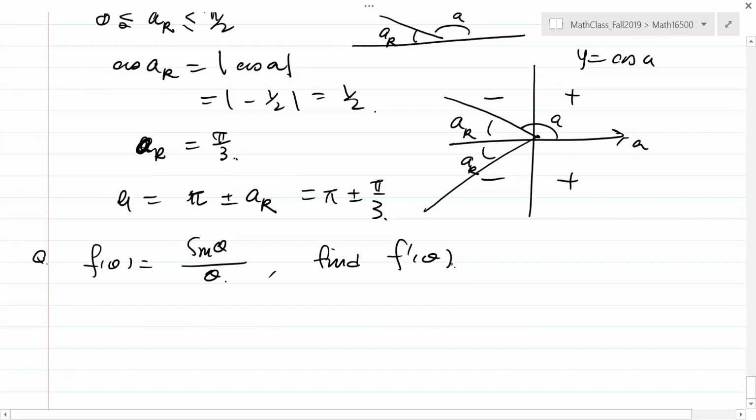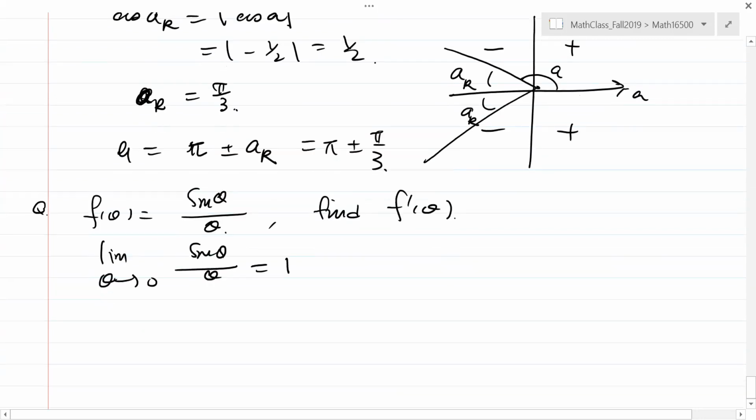So this is nothing to do with the limit. I know the limit of sin theta over theta is going to be 1. But we're not going to use that. Okay? It's nothing to do with the question. Clear? Okay. The question is, what is the derivative of that function?